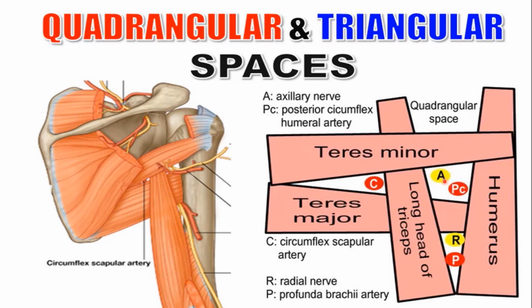So for the quadrangular space, we say we have the axillary nerve and then the posterior circumflex humeral artery going through it. Then for the triangular space 1, okay, we have the circumflex scapular artery, and then for triangular space 2, we have the radial nerve and also the profunda brachii artery.